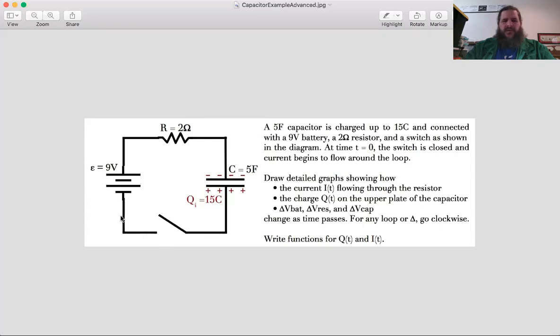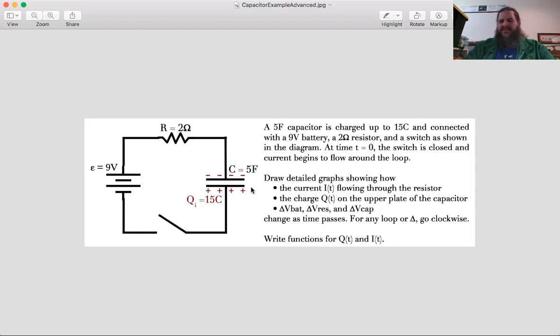Okay, so here we've got a circuit assembled. The idea is we've got this 5 farad capacitor that has already been charged up. We're starting with a capacitor already charged with a positively charged plate on the bottom, 15 coulombs, and a negatively charged plate on top, -15 coulombs.